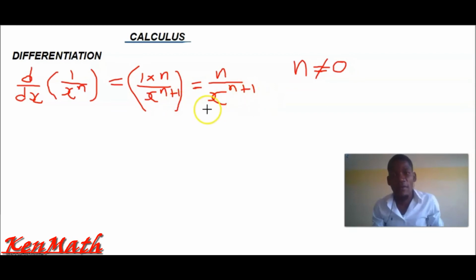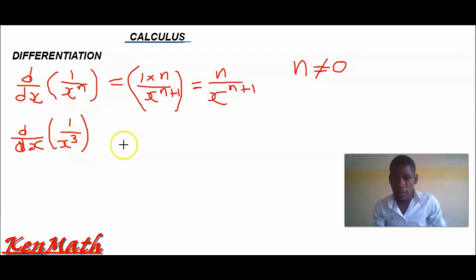That's what we have. So this is the other rule, and that's what we usually do. Now let's talk about the example. Say d over dx of 1 over x to the power 3. So what is it going to give us?